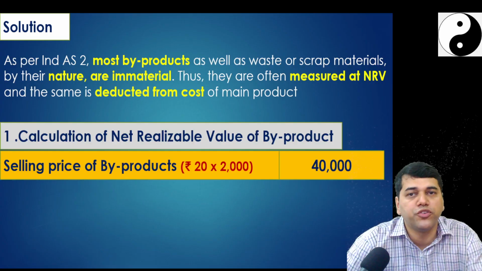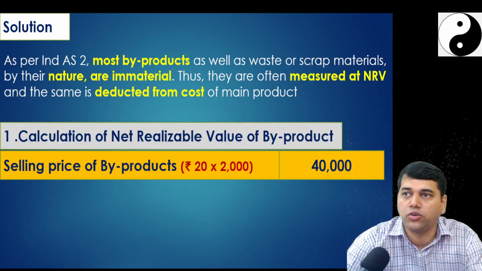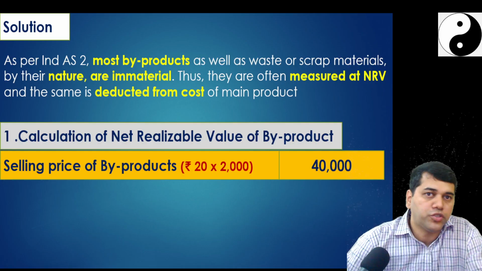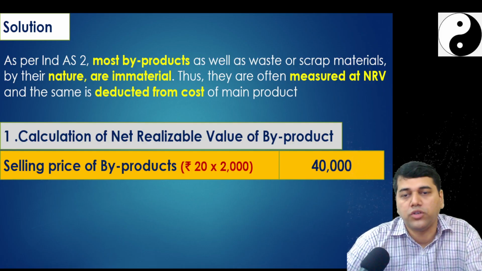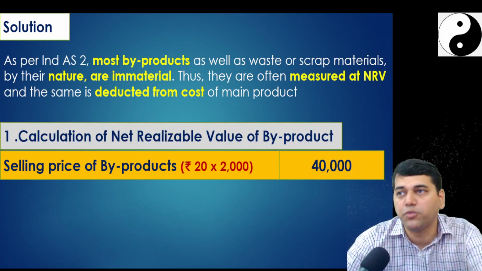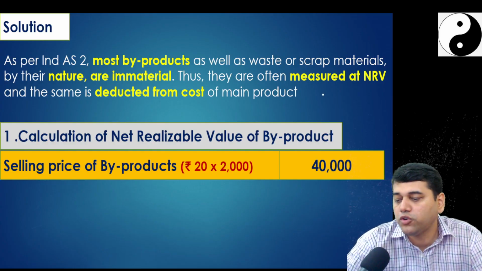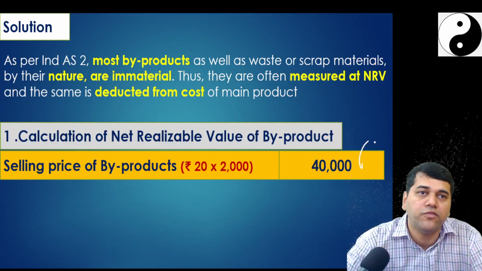How much did you produce? 2000. Was there any opening stock? No. That means whatever you produced during the year, you sold. If there was opening stock, then it's the opening stock plus what you produced that is what you sold. So total 40,000 you got from the sale of this.